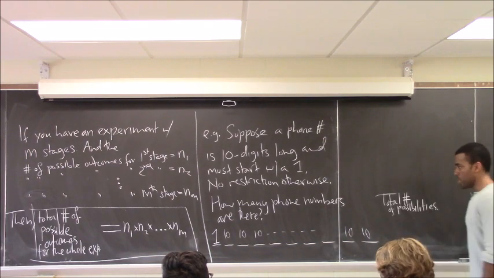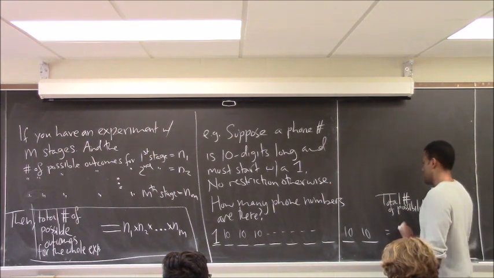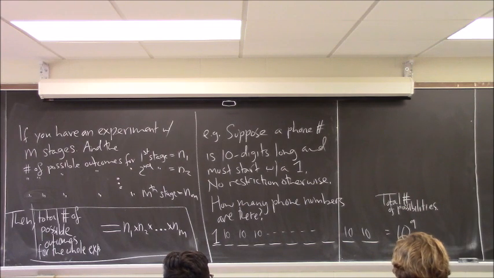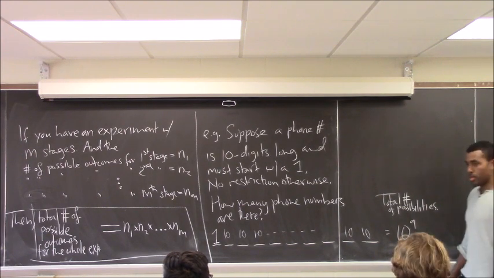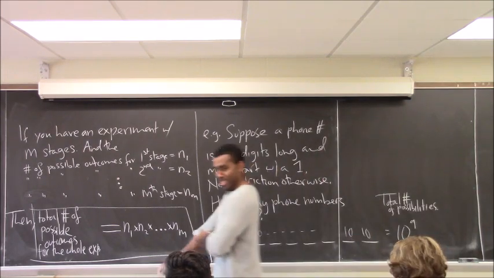Well, according to the multiplication rule, it's going to be 10 times 10 times 10 times 10, 10 to the 9th. There are a billion possibilities for such a phone number. Are you going to sit down and count to a billion? Probably not.